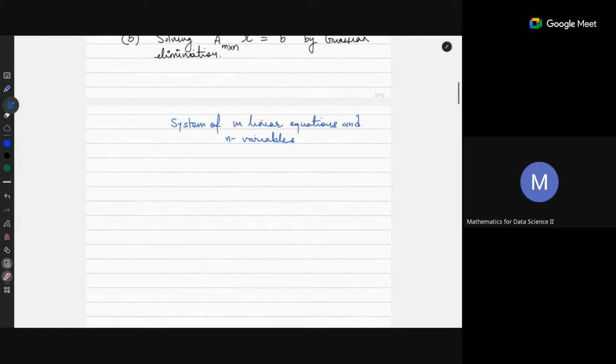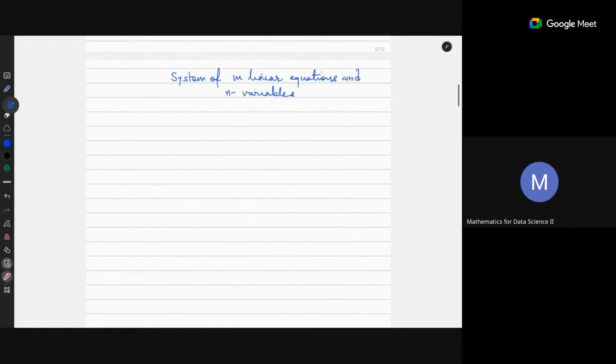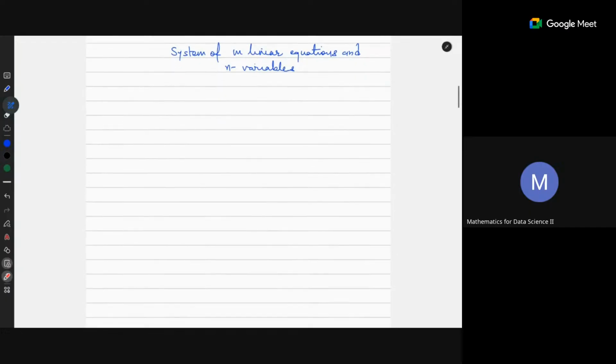All right, so let's first start with what a system of linear equations with m equations and n variables looks like. Let's take a 2 cross 3 setup. That means there are two equations: 4x1 plus 5x2 plus x3 is equal to 1, and x1 plus 4x2 plus x3 is equal to -1. So this is a system. How many equations are there? There are two equations, and there are three variables.